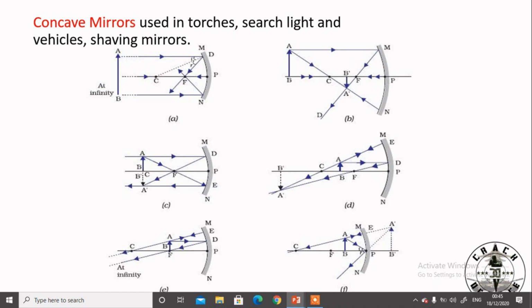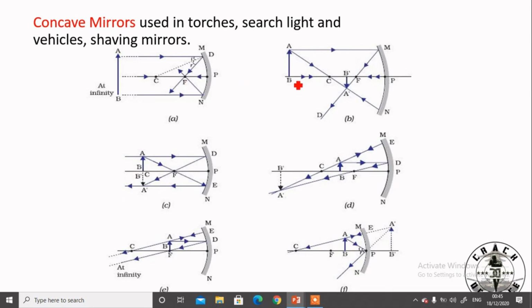Now coming to the concave mirrors that we usually see in many places, like torches, searchlights, vehicles and even shaving mirrors. There are plenty of examples around us. So we have 6 conditions there, of how we place the object and how we get images. Let's discuss one by one. First, an object is placed at infinity and in front of it we have a concave mirror. Its image would be formed at focal point F and would be highly diminished, real and inverted.